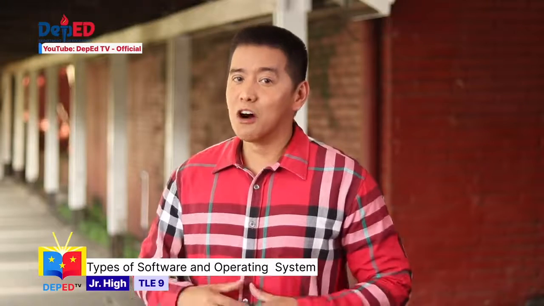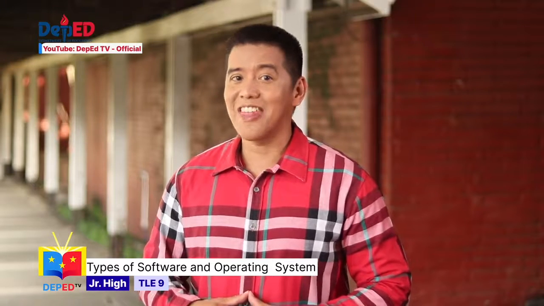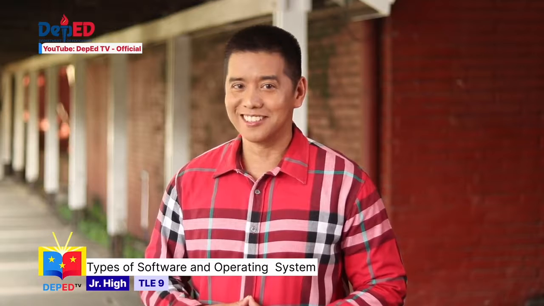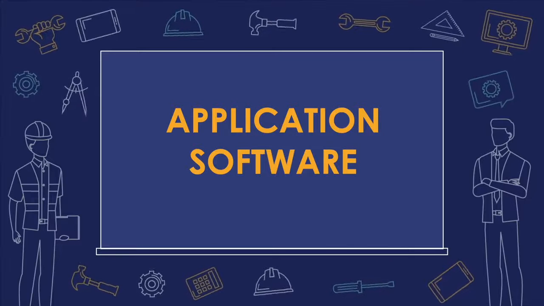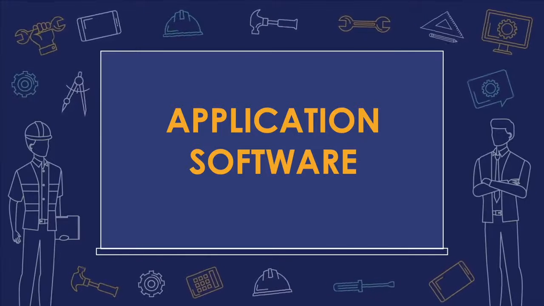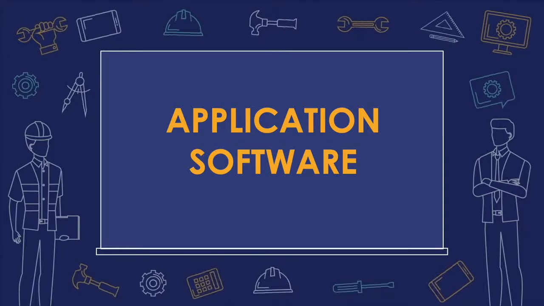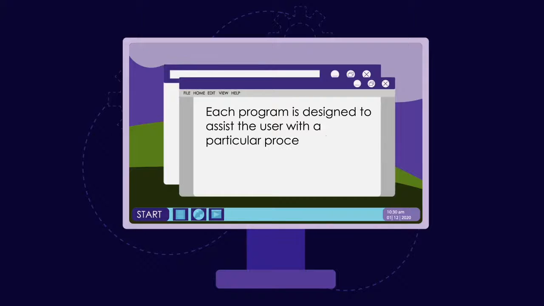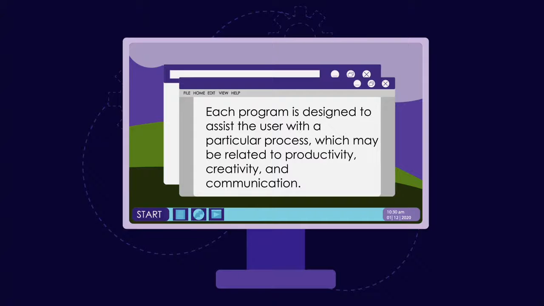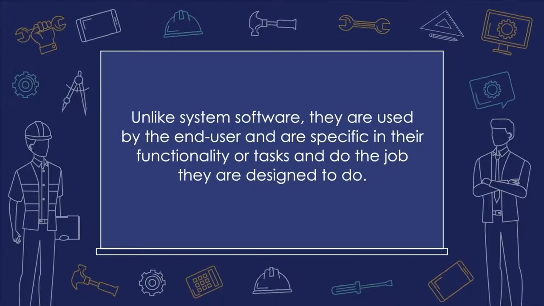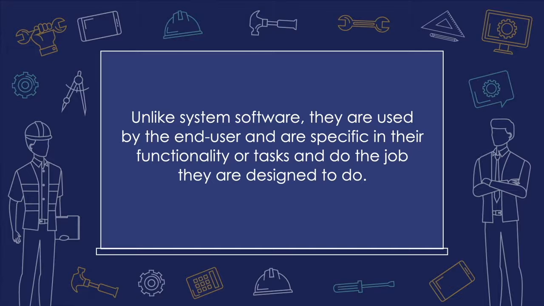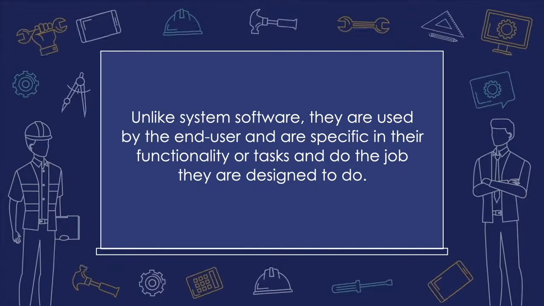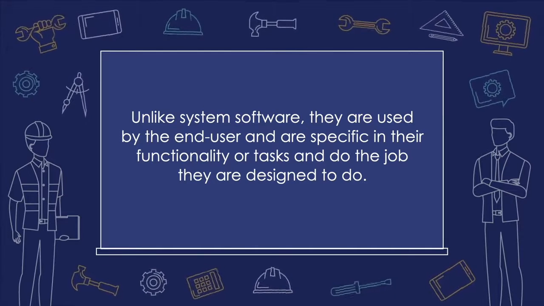Let us now move on to the other type of software, and that is the application software. Application software is a computer program that performs a specific personal, educational, and business function. Each program is designed to assist the user with a particular process which may be related to productivity, creativity, and communication. Unlike system software, they are used by the end user and are specific in their functionality or task and do the job they are designed to do.